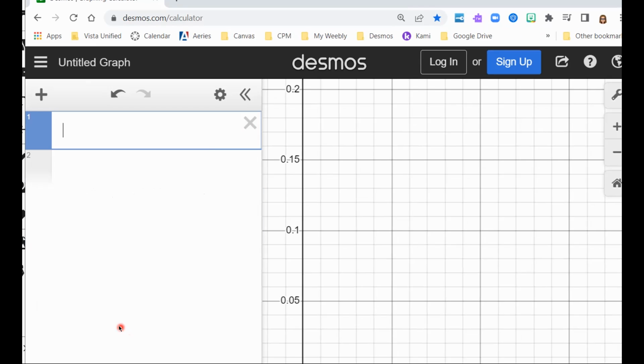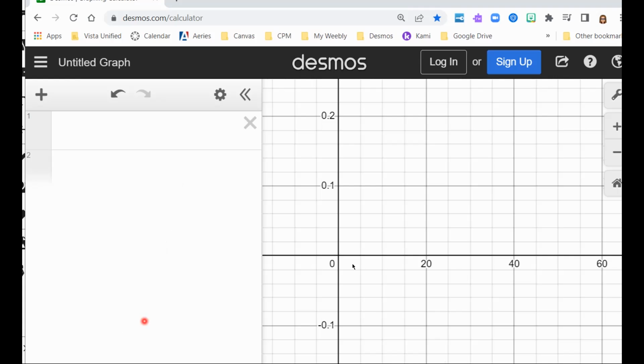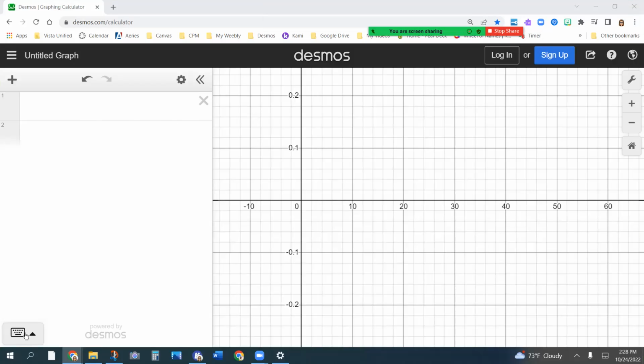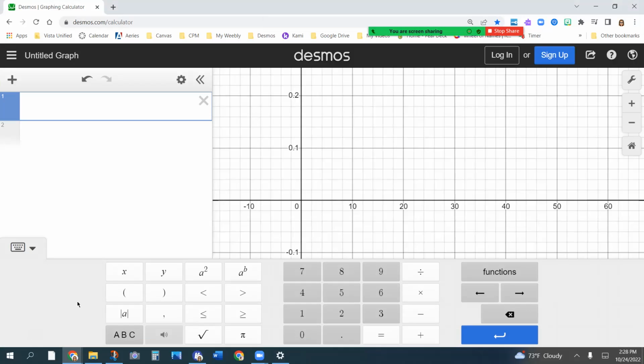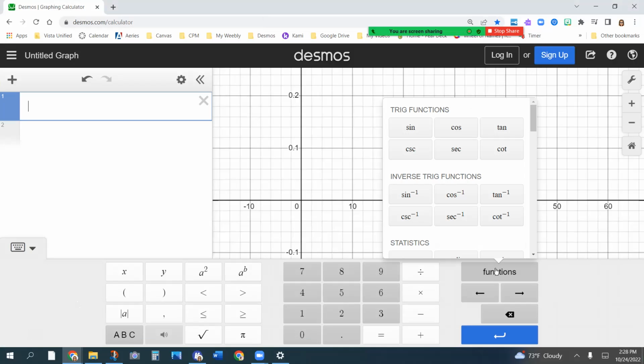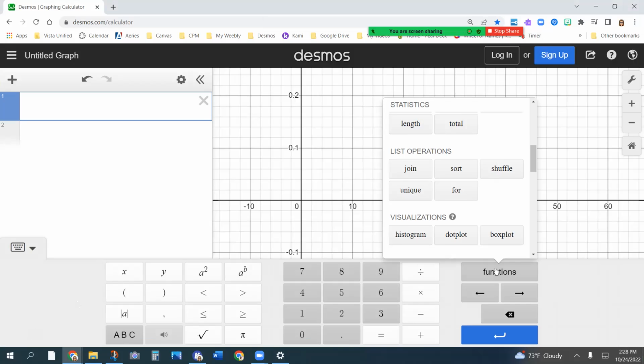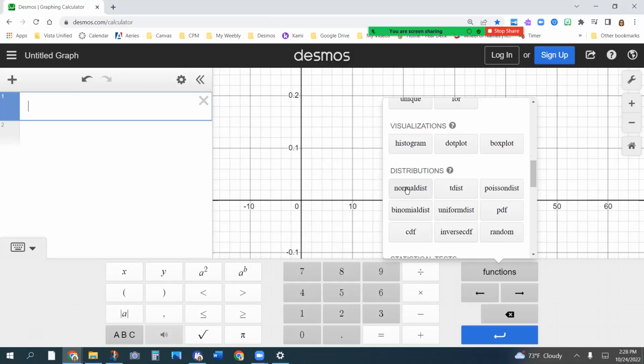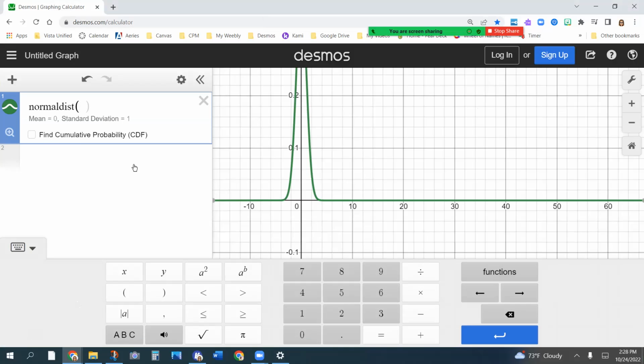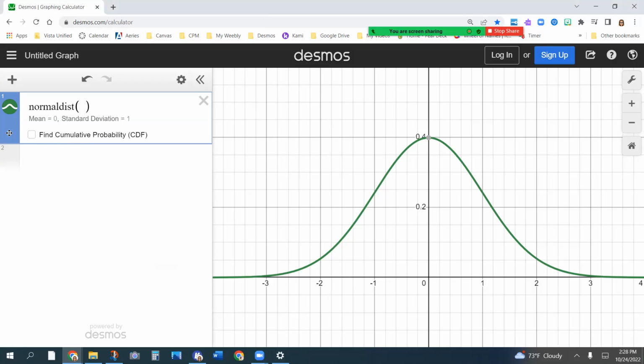Instead, if I come to the wrench, let me just kind of zoom out. Down here, let me just pause this for a second. So if I come down here to this show keypad and I come to functions and you scroll here under distributions, you see normal distribution. So it's there if you want. And if I hit this zoom fit, it'll fit it to the screen.